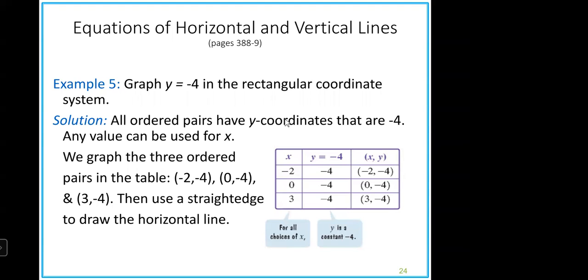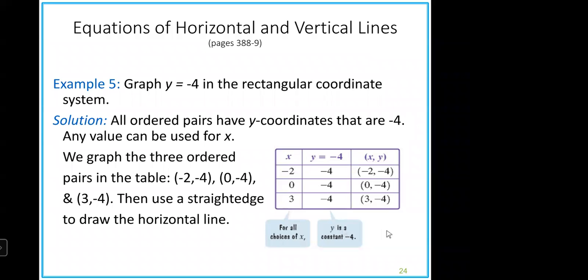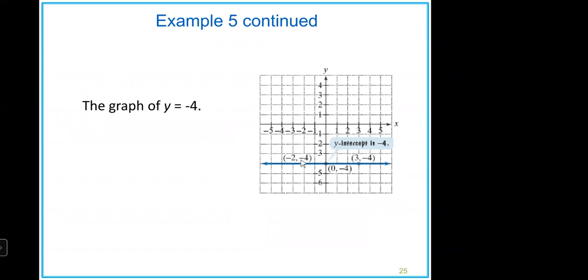And you'll notice that whatever value it is for x, y is -4 because that's what the equation says. Y is -4. So the 3 points we're going to use is -2, -4, 0, -4, 3, -4. Okay. So it says for all choices of x, y is a constant of -4. So you're going to go draw your graph. The 3 points we had was -2, -4, 0, -4, and 3, -4. And so the points are here. That's -2, -4. This one is 0, -4. This one is 3, -4.